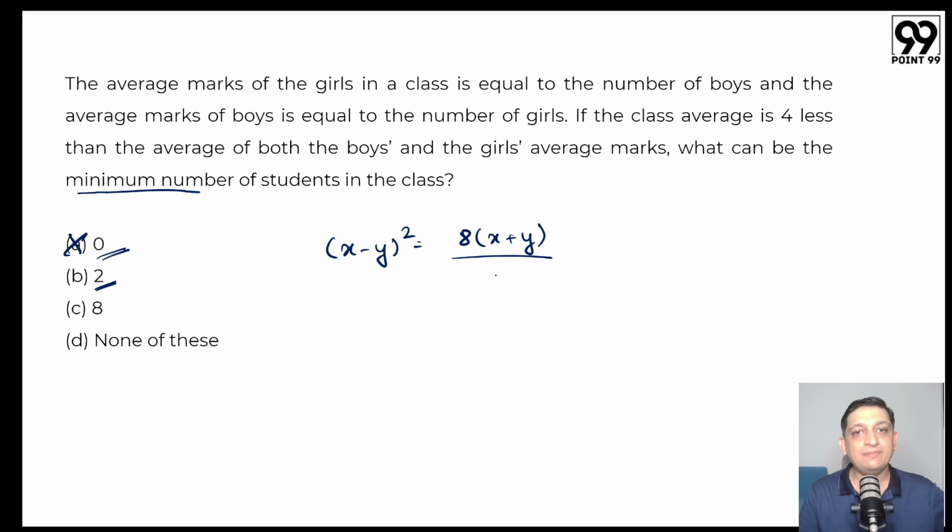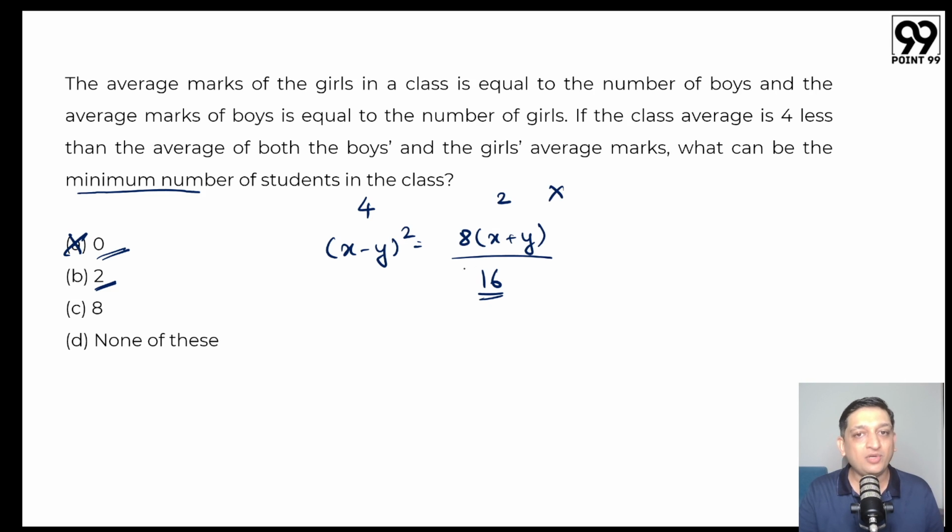What if 2 is something that we insert here? Now if you insert 2 here, you will get 8 into 2, that is 16. So 8 2s are 16 is what we are going to get, which is of course a perfect square, and in which case I am going to get x minus y equals 4. But just listen to this, x minus y equals 4 and x plus y equals 2. Now x plus y is the addition of two positive numbers, and x minus y is the difference between two positive numbers.